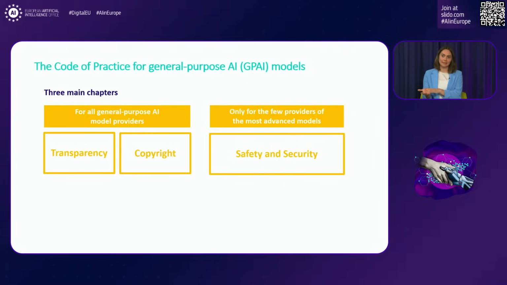Then let's look to the right side. Only for the few providers of the most advanced models, there's a chapter on safety and security. And this is actually the largest chapter in the code of practice. It basically puts forward relevant state-of-the-art practices on how to comply with the rules in the AI Act to assess and mitigate systemic risks.